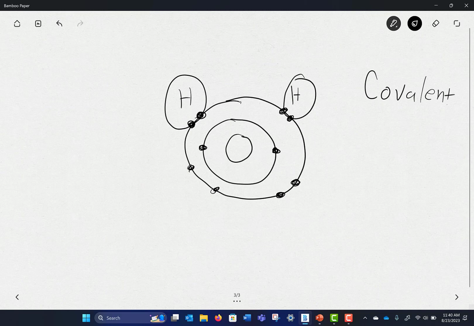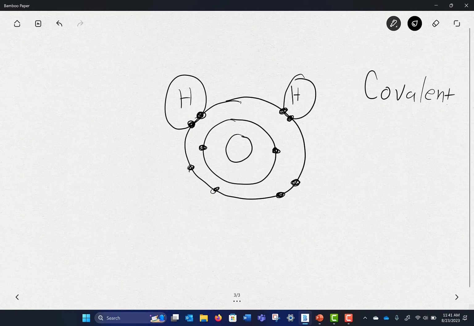But this is different from hydrogen. Different from carbon and hydrogen. So when oxygen and hydrogen bond, it's a covalent bond. When carbon and hydrogen bond, it's a covalent bond, but they are not the same.